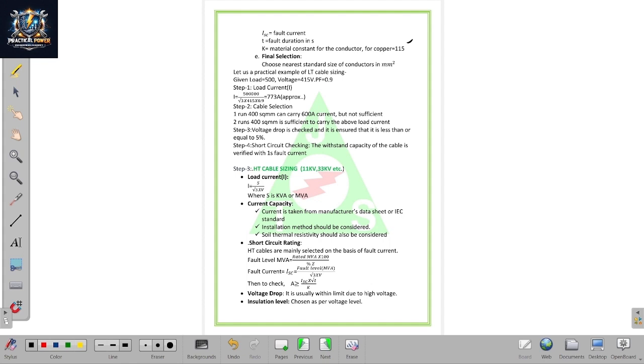Secondly, the installation method should also be considered, whether it is installed underground or buried, or it is on the tray. The rating depends upon the method of installation. Then we have to take into account the soil resistivity if it is a buried cable.